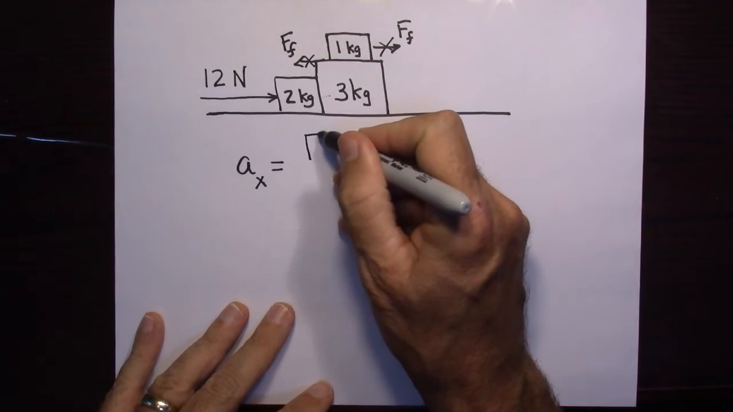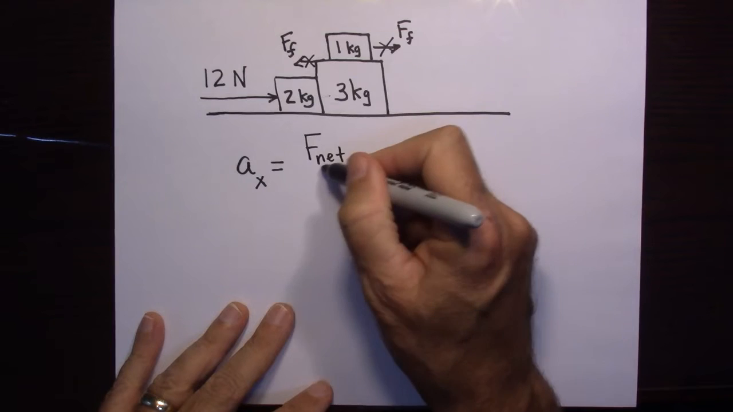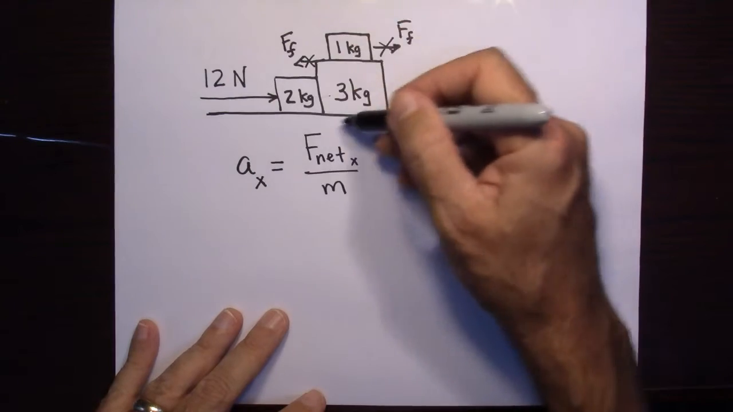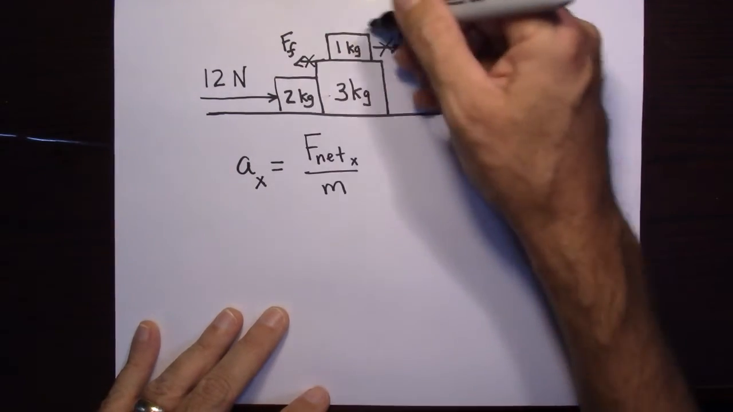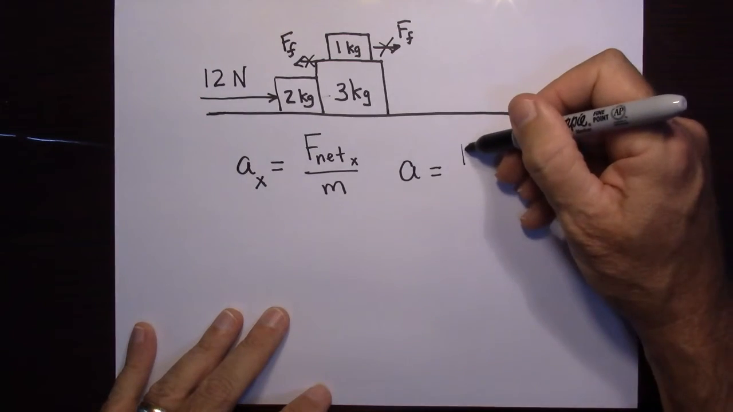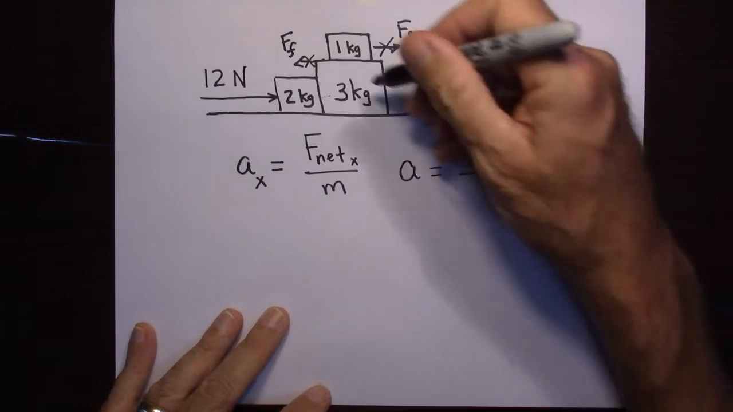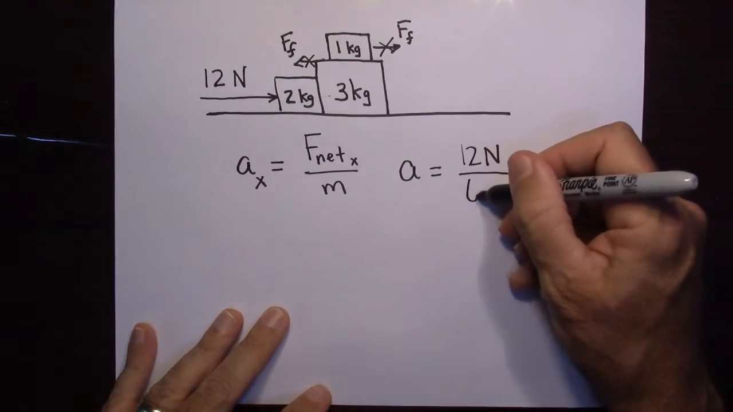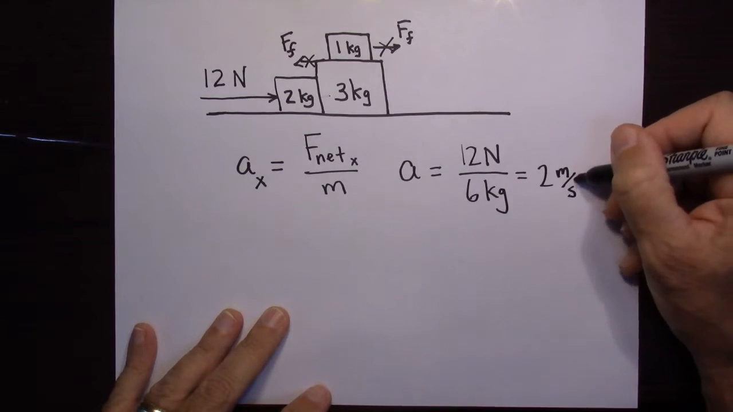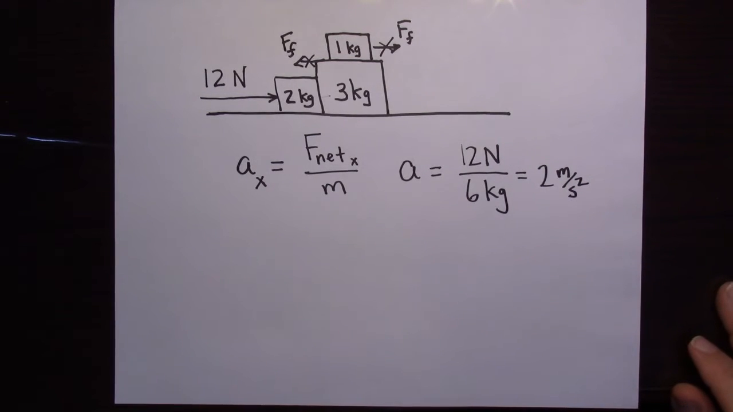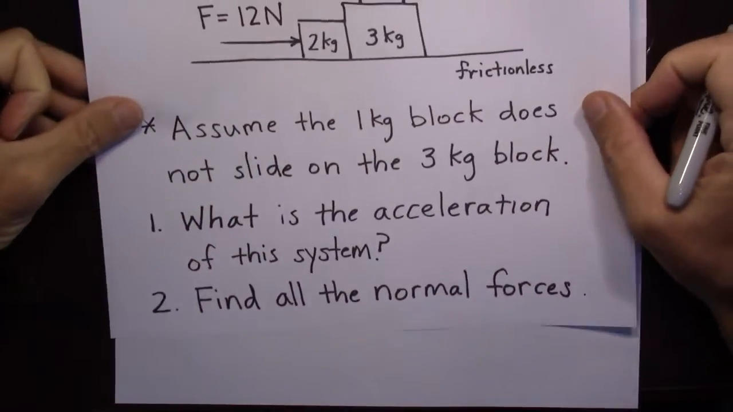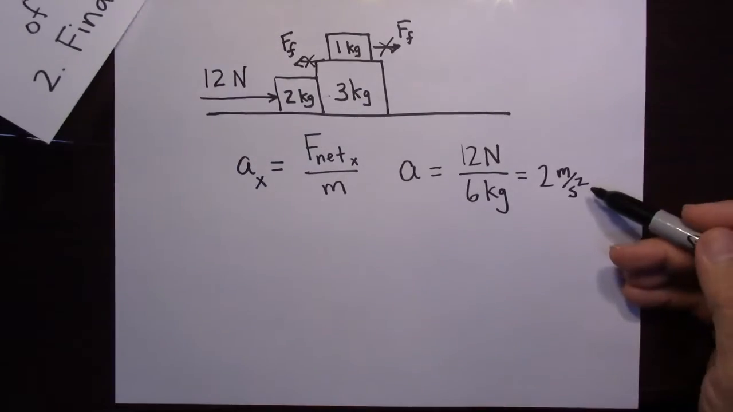So the net force in the x direction divided by the mass will give me the acceleration. And so the mass of the system, this is my total system. So I'm looking at the total thing at first, and I'm saying that the acceleration, what we should expect, is the 12 newtons divided by 2 plus 3, so that's 6 kilograms. Of course, I set that up so it would be a nice number. Okay, so that's 2 meters per second squared. All right. Now, we just found out what the acceleration of the system is. It's 2 meters per second squared.